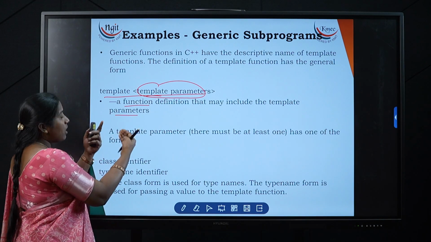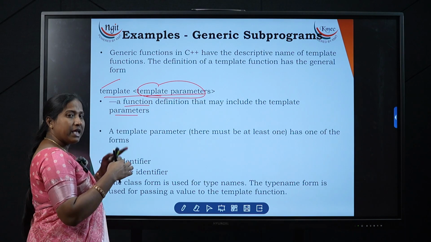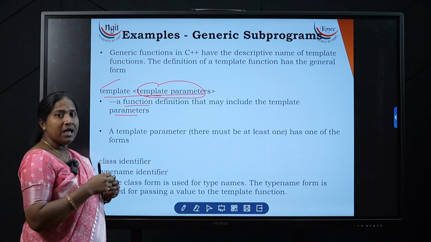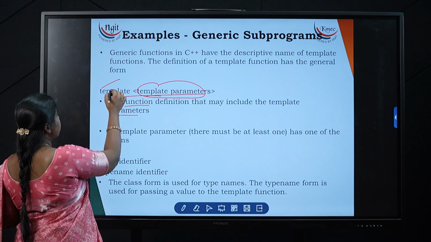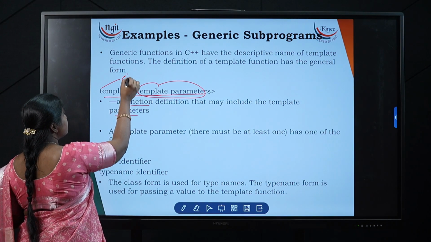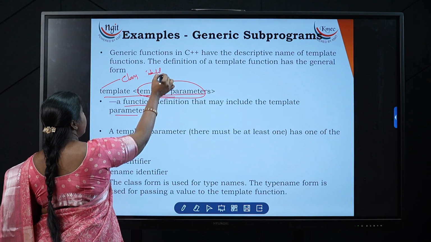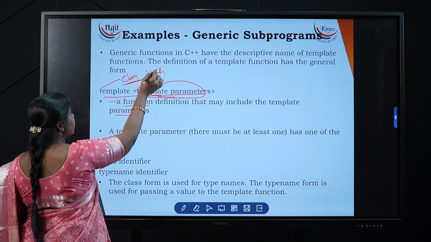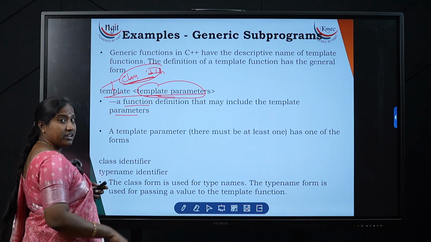So here, what can I put? What is my data? This is the existing template, or existing generic subprogram. Now I can modify this according to my requirement. In the place of template, my template is class. In the place of parameters, I'll write some identifier. Now I'm deriving this from the existing one. Hence it is called a generic one.